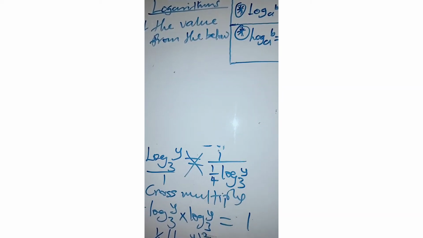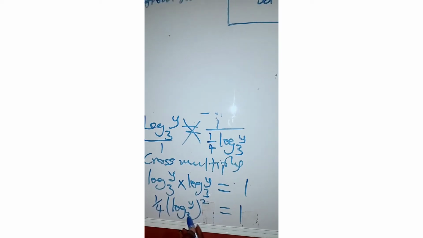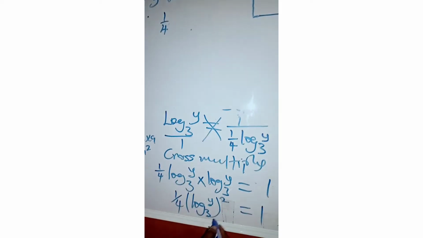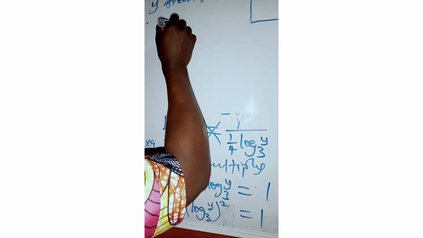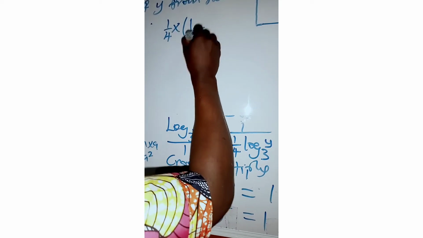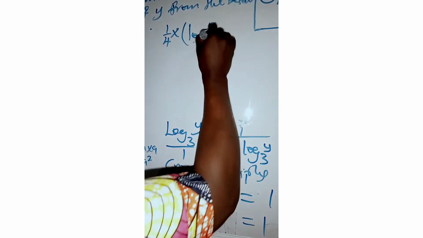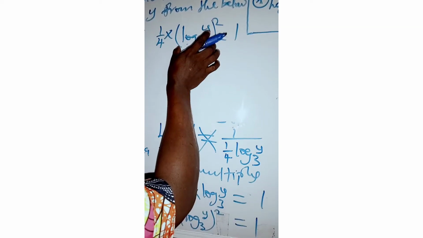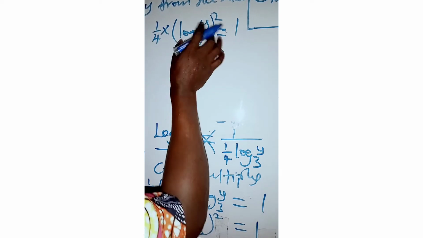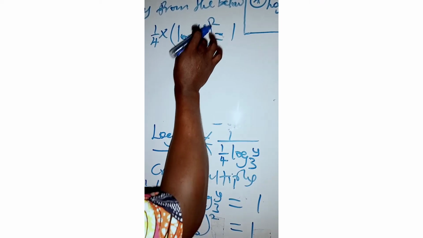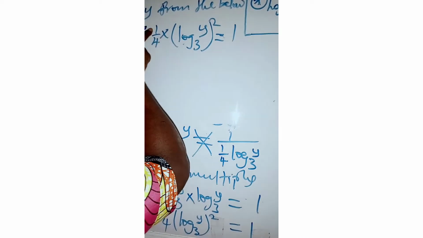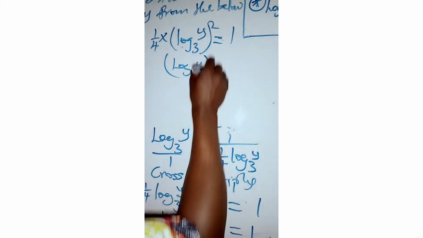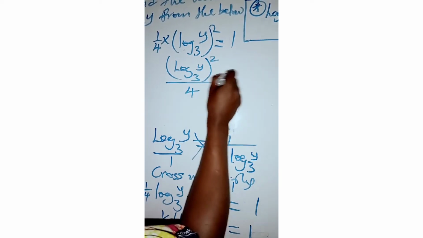At this point, look at what we have here. This is the same thing as saying 1/4 times (log y base 3) raised to power 2 is equal to 1. Now if this multiplies this, we are going to have (log y base 3) raised to power 2 over 4 is equal to 1.